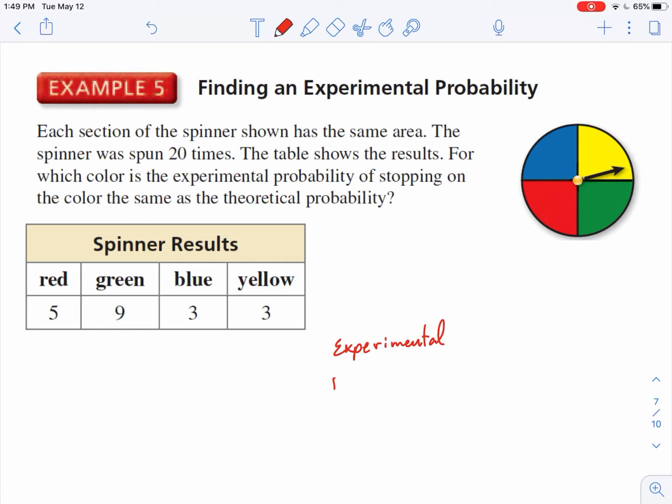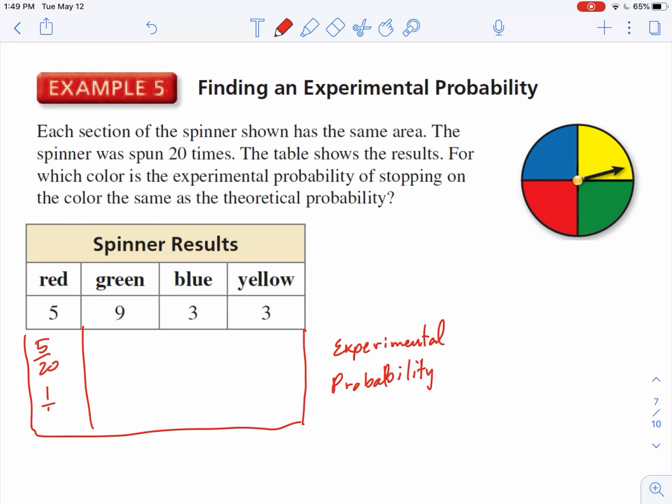Well, if we think about the experimental probability, it is really going to use the results of our experiment. And so let's take a look at the experiment. If we're saying 5 over 20, well, that's 1/4. If we're saying 9 over 20, well, that's not something that's going to reduce, but that's a pretty good chance that we landed on green there, which I don't know about you, but I'd bet on green for that problem. For blue, obviously, it would be 3 out of 20, and for yellow, it would also be 3 out of 20.